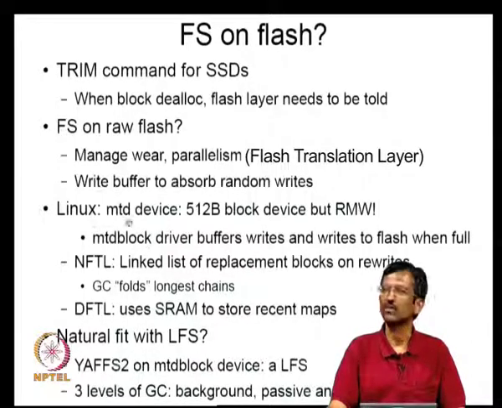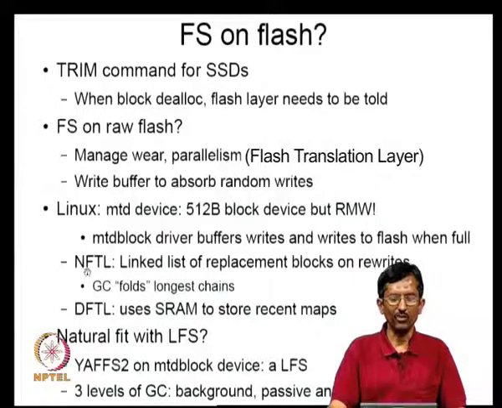I'll just briefly mention the kind of things that are there in Linux. In Linux, you typically have what are called block devices and character devices. Linux has a special type of device called an MTD device, and the way it has been designed in Linux, it's a 512 byte block device. But the problem is that anytime you write to a 512 byte sector, it doesn't let us read, modify, write. So it's pretty awful. It's typically only useful for read-only file systems.